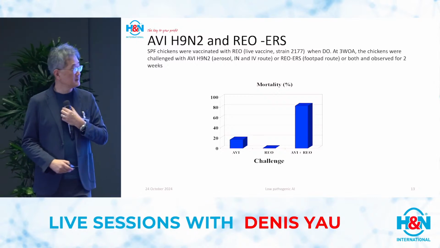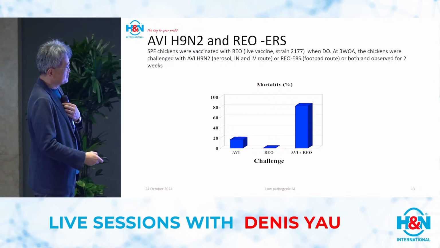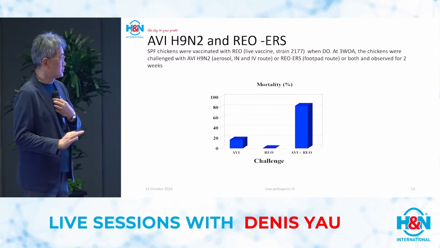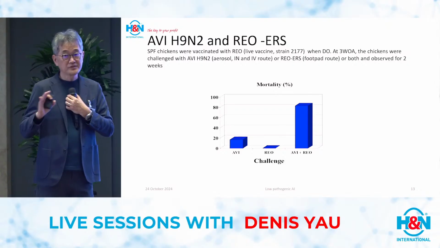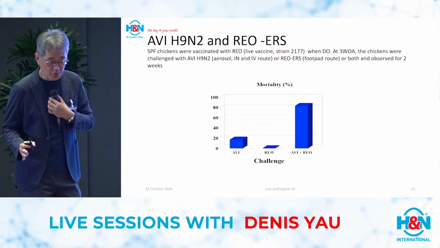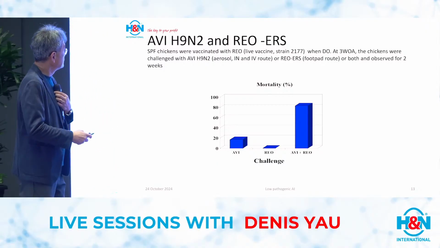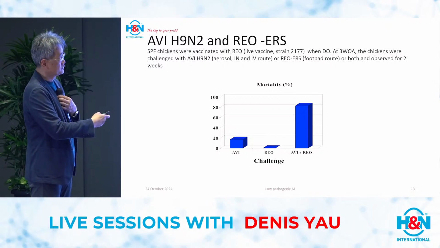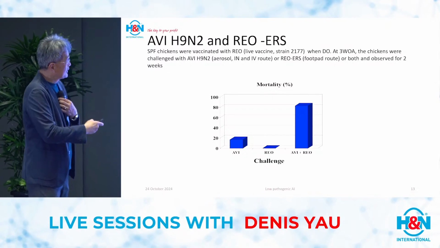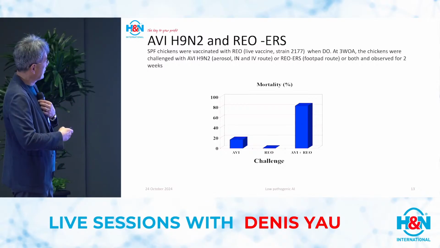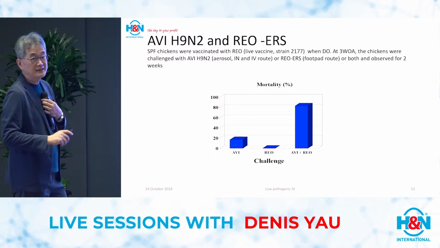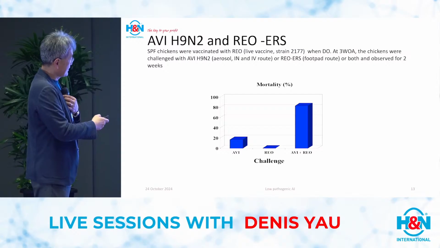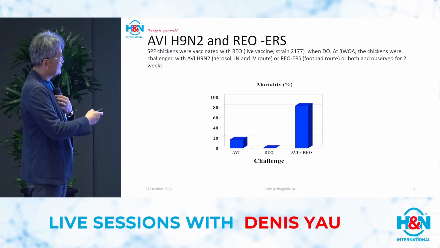And the ERS, the same, because normally Rio is not killing the chickens. So before setting this trial or experiment, we do vaccinations on the Rio 2177 at day 0, and then at 3 weeks of age, we challenge H9 with 3 different routes. So it's not just one route. And then there is aerosol, intranasal, and intravenous.